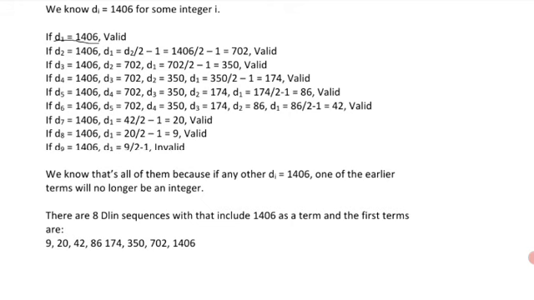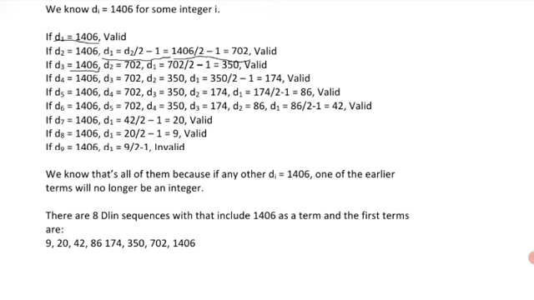With d1 is equal to d2 over 2 minus 1. And calculating that out, we have 1406 divided by 2 minus 1, which is 702. And this again is a valid d-lin sequence. Similarly, let's see if d3 is 1406.